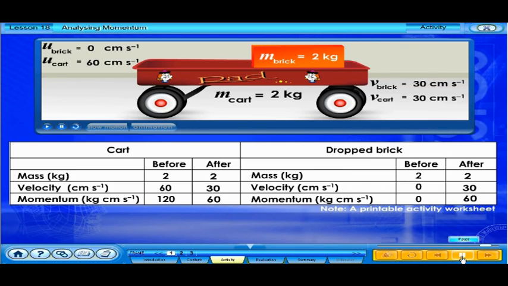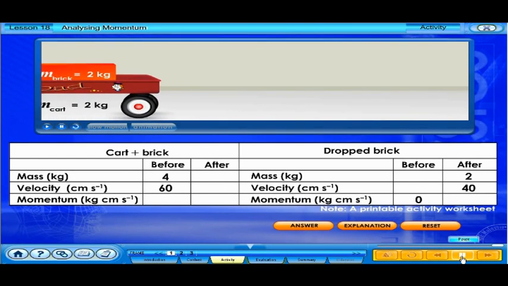Now let's change the mass of the cart and see what happens to the total momentum of the system. Complete the table.